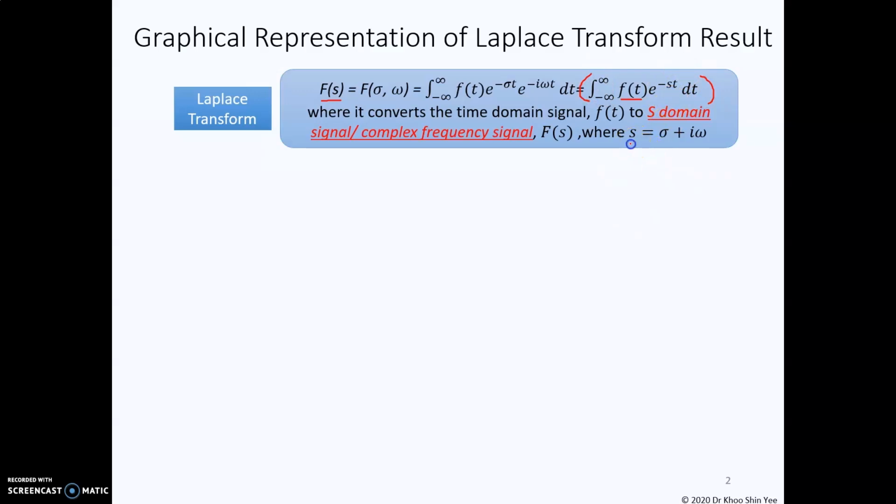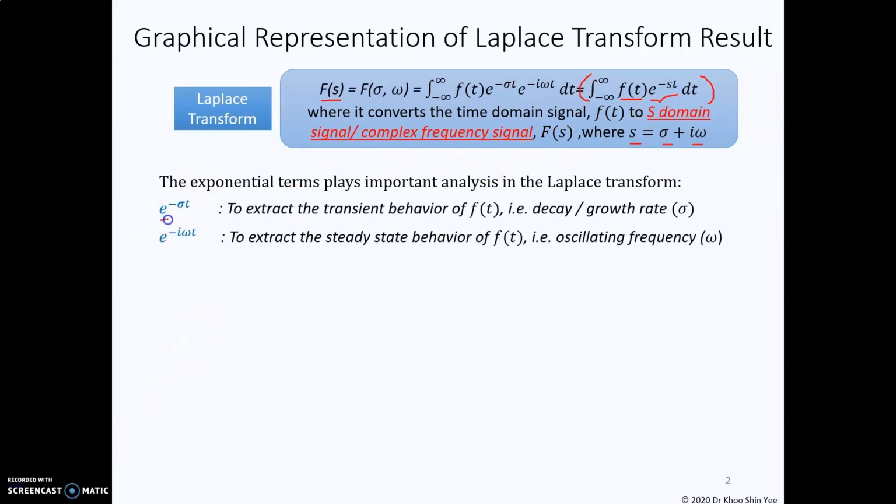So in this case, your s is equal to the decay or growth rate, which is written with the sigma symbol, plus i omega. The exponential term here plays an important role in the Laplace transform. So you can see that the first exponential term is to extract the transient behavior, which is the sigma, and the second exponential term is to extract the steady state behavior, which is the frequency.